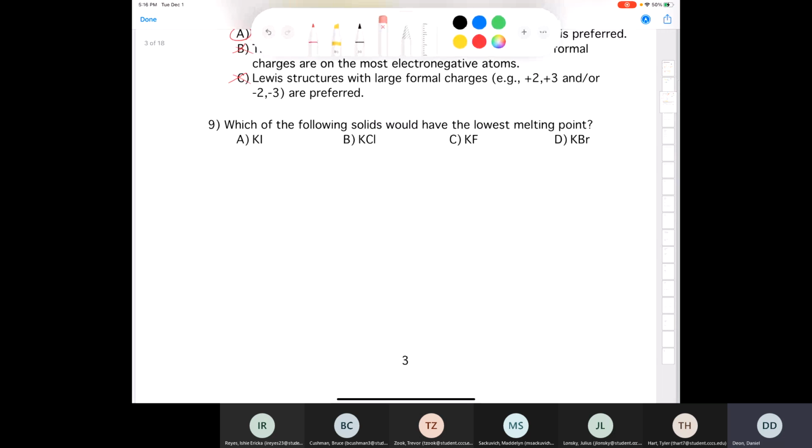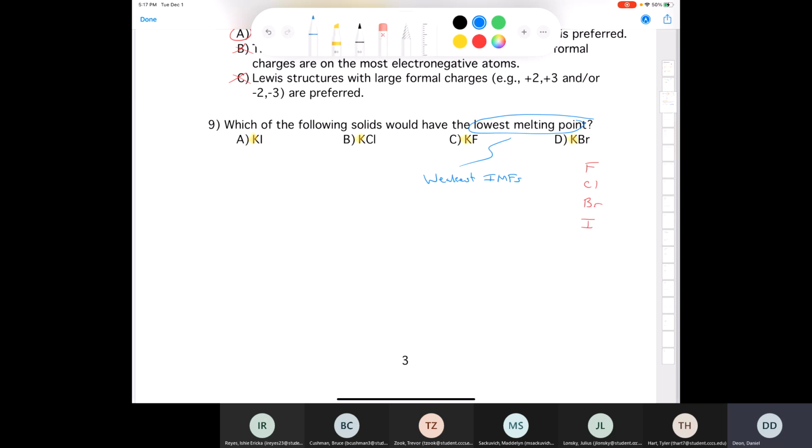It says, which of these solids is going to have the lowest melting point? Notice they all have something in common. They're all ionic compounds comprised of potassium and a halogen. So they have fluorine, chlorine, bromine, and iodine. We're talking about the lowest melting point, so that means it's going to have the weakest intermolecular forces.